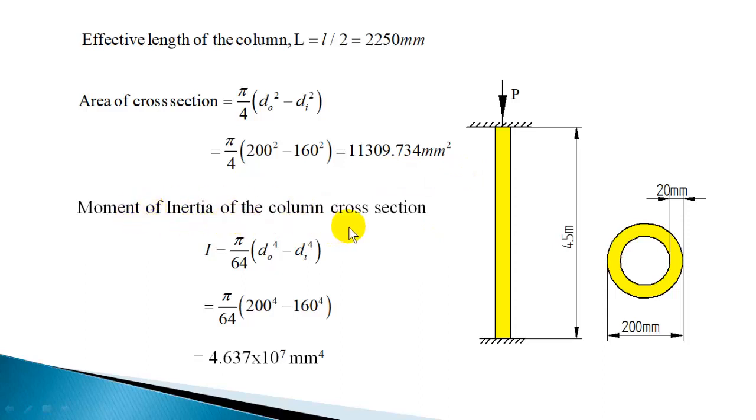Moment of inertia of the column cross section is given by I is equal to pi by 64 into D naught to the power of 4 minus DI to the power of 4. Now you can substitute D naught and DI and you will get the moment of inertia of the column cross section as 4.637 into 10 raised to 7 mm to the power of 4. This is with respect to the centroidal x-axis; the centroidal y-axis has the same moment of inertia. So this can be taken as the moment of inertia of the column cross section.